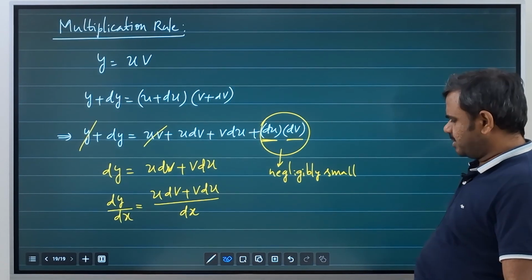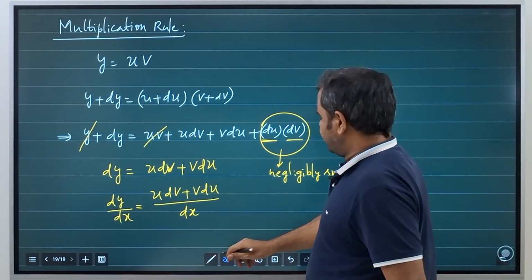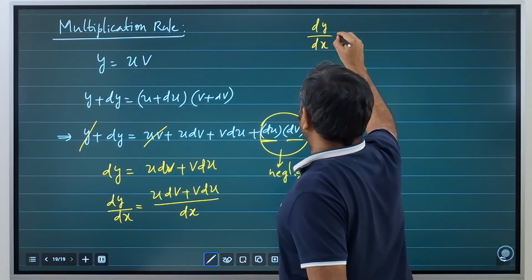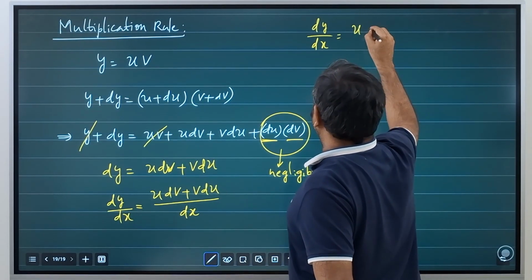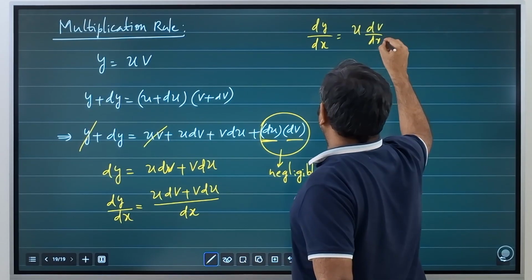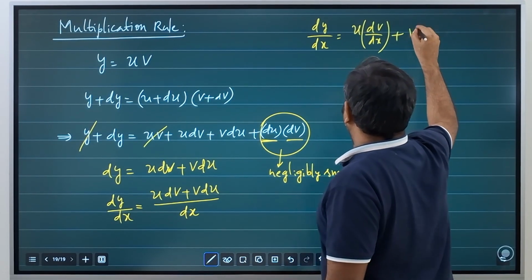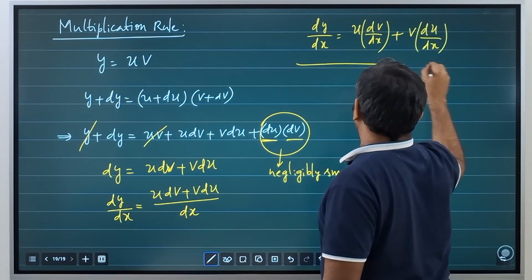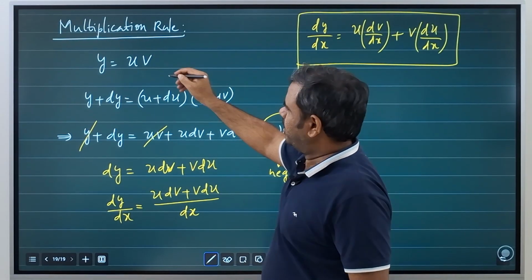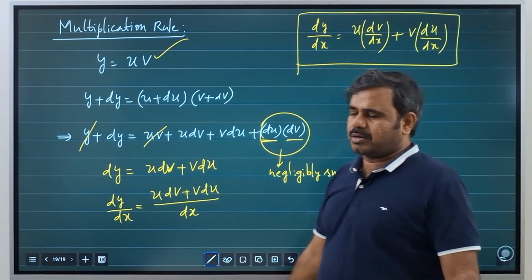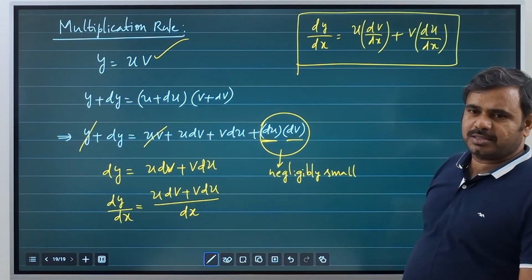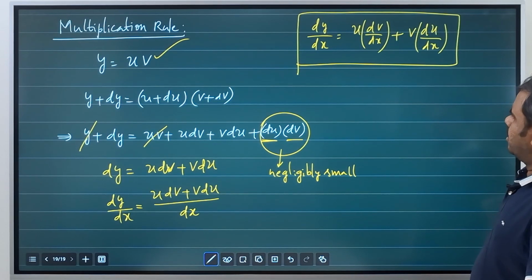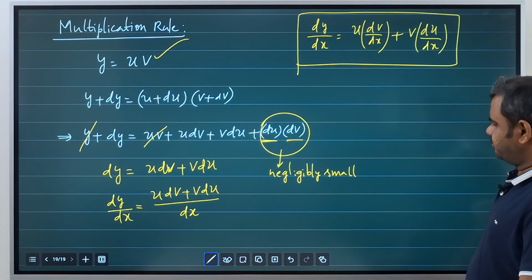If you split the terms on the right hand side, you can write this equation as the following: dy by dx is equal to u dv by dx plus v du by dx. This is the multiplication rule we use when y is given as a product of two different functions of x. Let's see a small example.